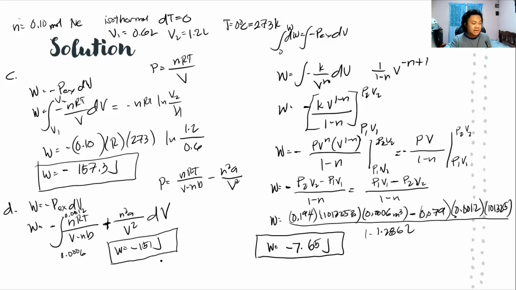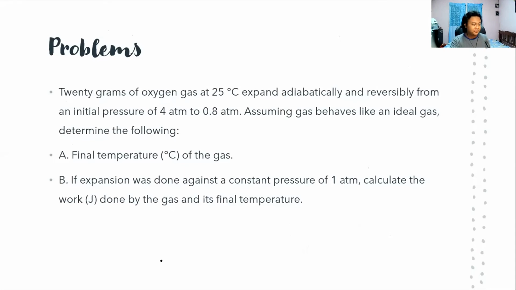So next, the fifth problem in our series today. We have 20 grams of oxygen gas at 25 degrees Celsius. Then we are to expand it adiabatically and reversibly from an initial pressure of 4 atm to 0.8 atm. Assuming the gas behaves like an ideal gas, so reversible, ideal gas, and adiabatic. So dq is equal to 0.